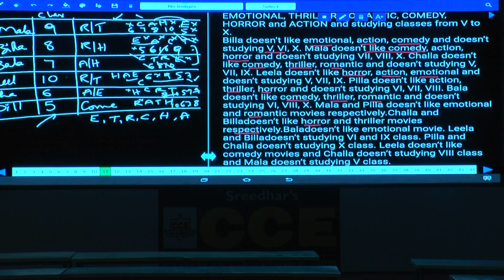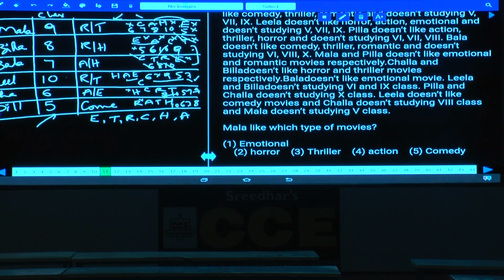Bala does not like emotional. Leela and Bala do not study. Pilla and Challa do not study 10th class. Leela does not like comedy movies, Challa does not study 8th class, and Mala does not study in 5th class. Isn't it? Now this is the only information.